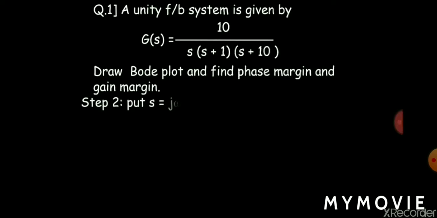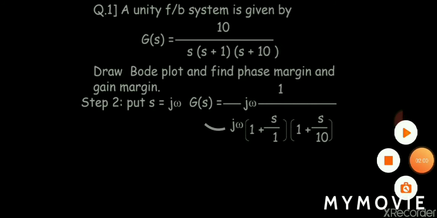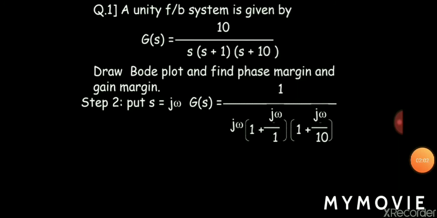Next is step 2. Put s equals j omega. Wherever s is there, replace it by j omega. Take whatever the time constant form is, then replace s by j omega. See here, I am replacing s by j omega, as you can see here.